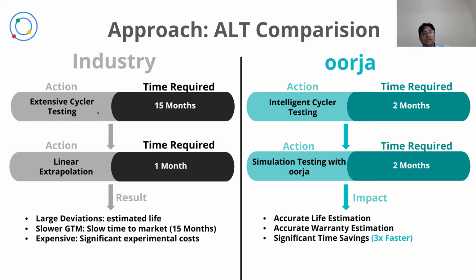So typically 15 months of time for even the cycler testing, even if it is accelerated testing, and then you will do certain analysis from this data, which would take anywhere between 1 to 2 months. And we at Urja can design certain intelligent experiments to determine the physical behavior, which would take only 2 months of testing, and then simulating all these responses on the different conditions can take you another 2 months, and thus reducing the overall time. With this, you can analyze the data and come up with the warranty estimates, which would reduce the testing time significantly.